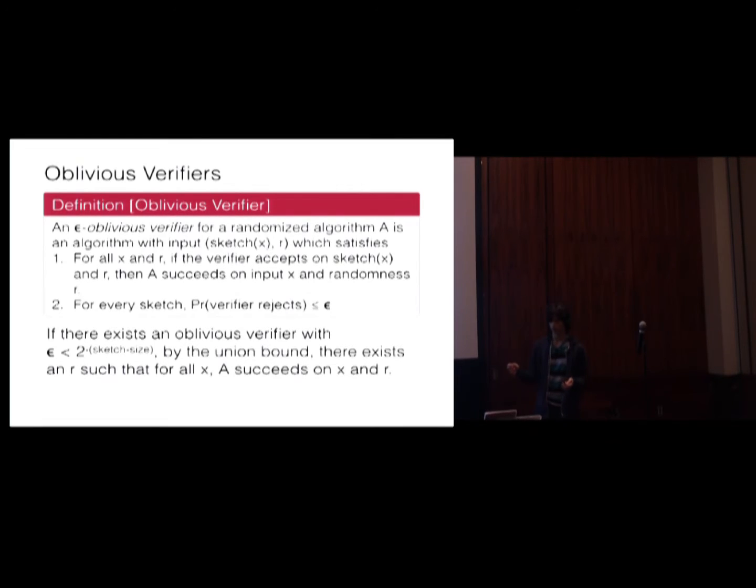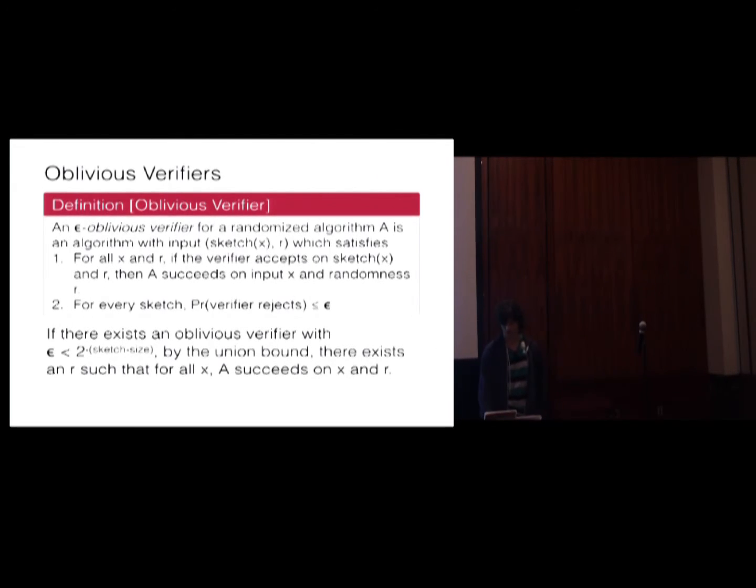So why are oblivious verifiers great? We started with some derandomization problem, and now what we're trying to do is just construct one of these oblivious verifiers. The nice thing about an oblivious verifier is that there's no limit on its runtime. So the oblivious verifier can be very inefficient. Similarly, constructing the sketches can be very inefficient. In the paper, for some of our examples, we construct the sketch using the probabilistic method, so we don't actually have any good explicit constructions. Okay, cool. So that's what's good about an oblivious verifier.